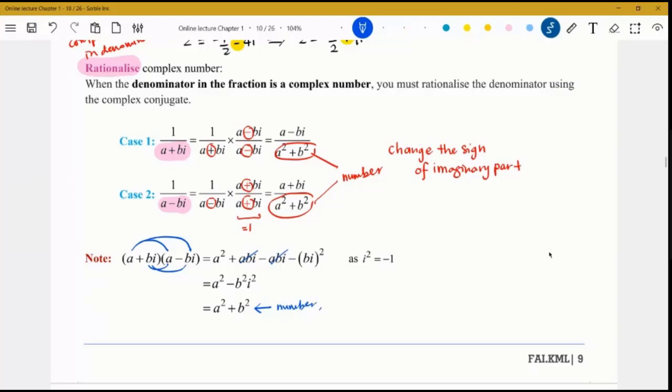Okay, so faham. Sebab tu kita akan end up bahagian bawah adalah nombor tanpa I. So make sure expand betul-betul. Kalau salah expand, kamu jumpa I, bermaksud expansion kamu salah ataupun conjugate kamu salah. Okay, kita tengok example dulu, baru kamu nampak the clear thing.